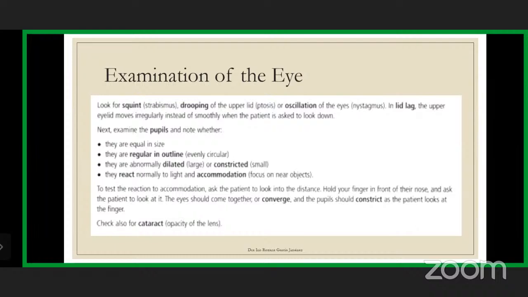Next, how do you pronounce examine? Examine.